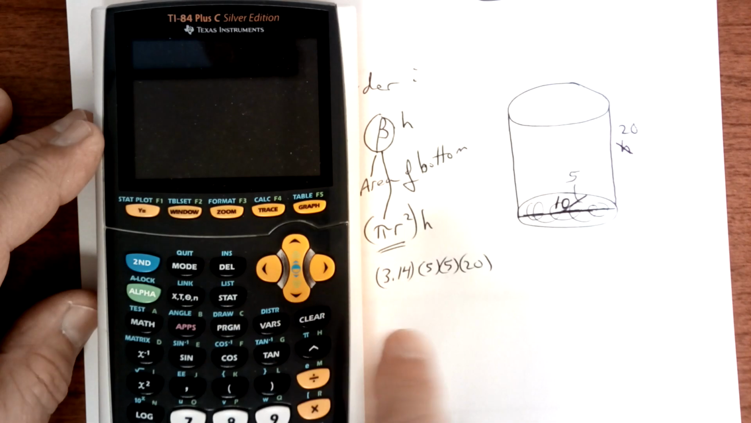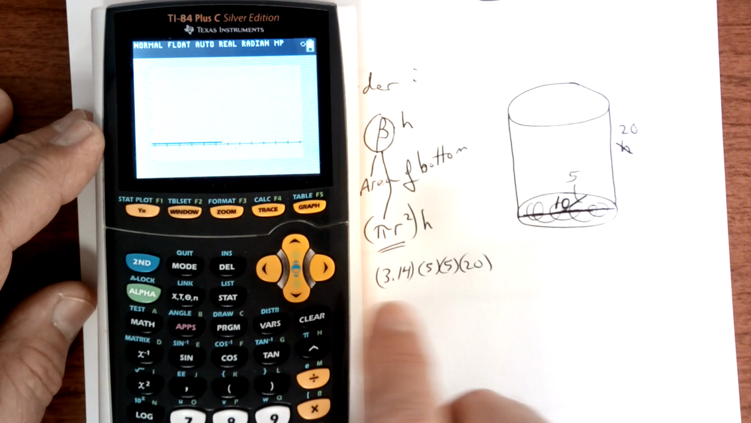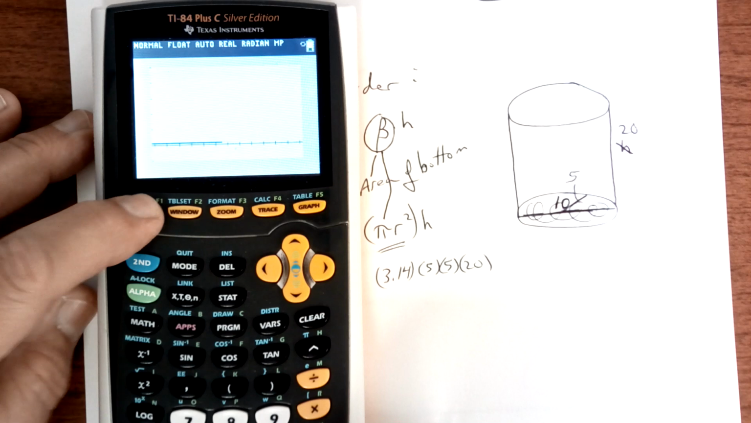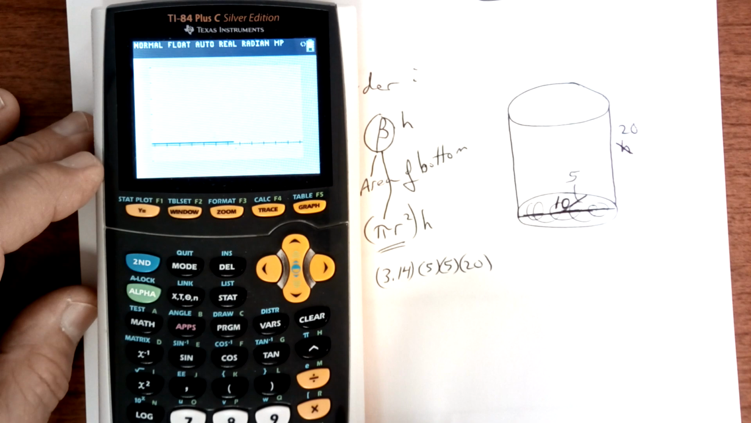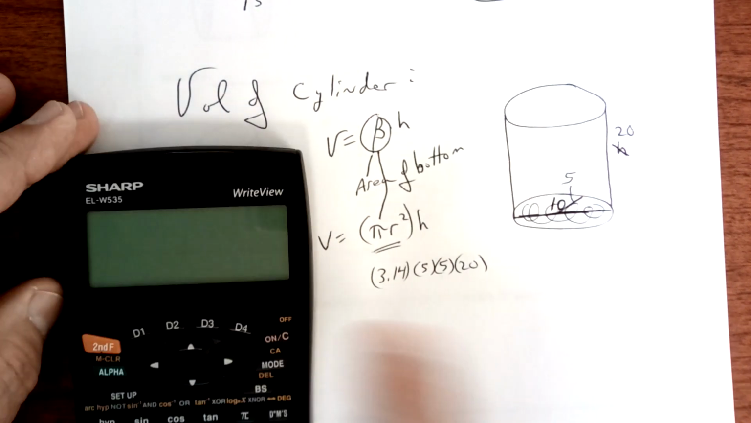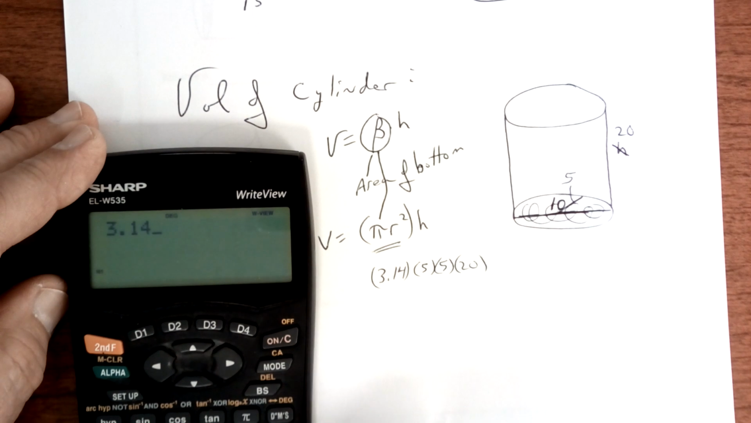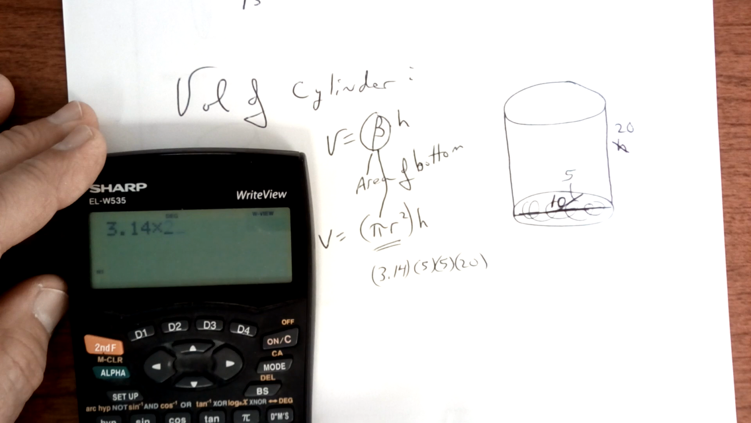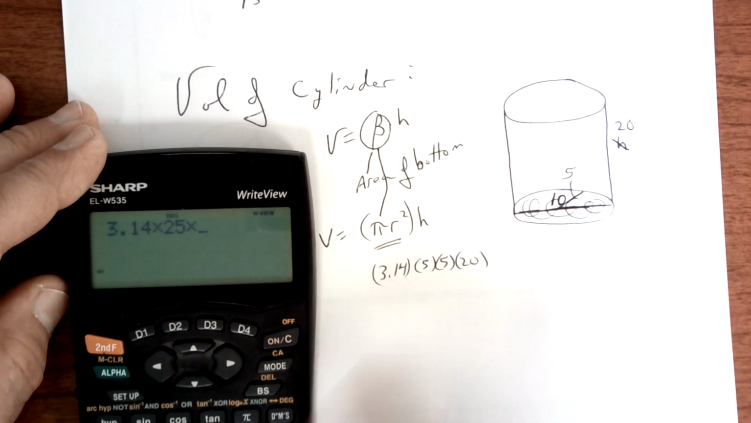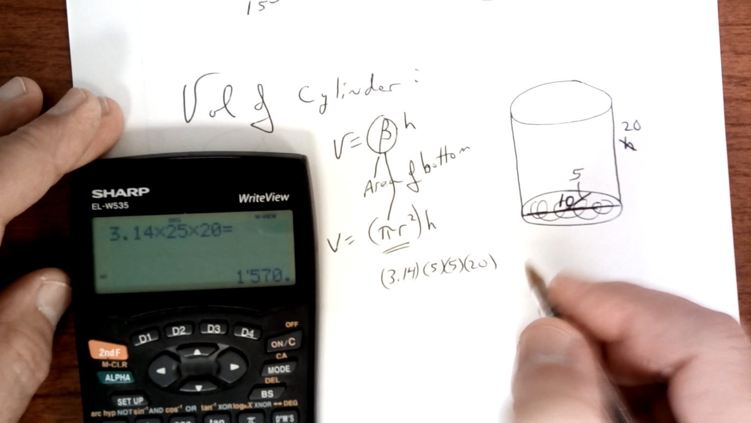And what you're going to do here, let's see if we can get this thing to work here. Let me switch to this other calculator because it's just a little easier for this. That one I was graphing. So here we're going to have 3.14 times 25, 5 times 5, times 20. So the volume is going to be 1570.